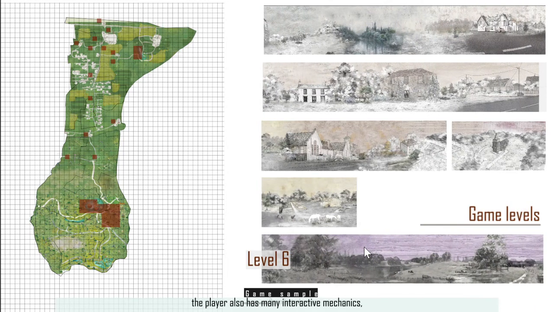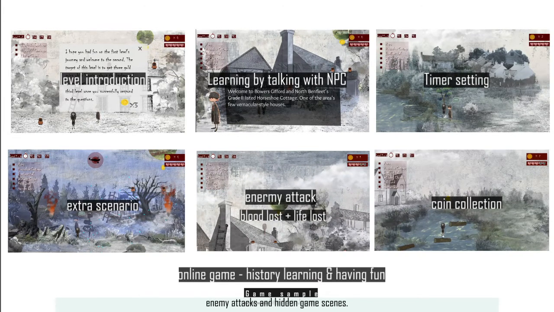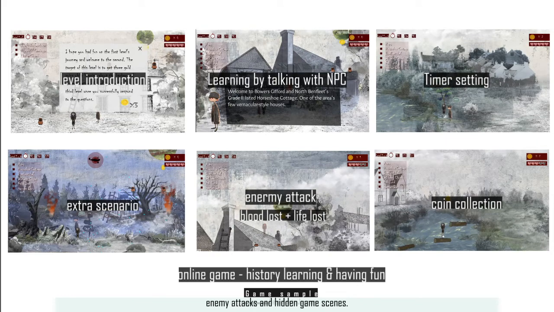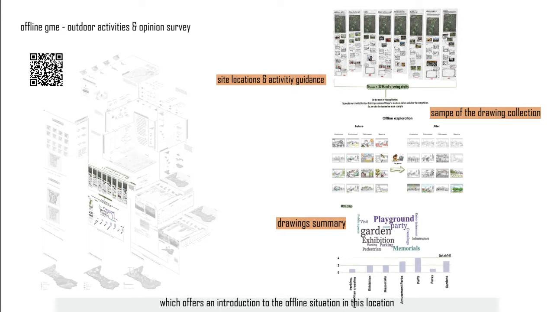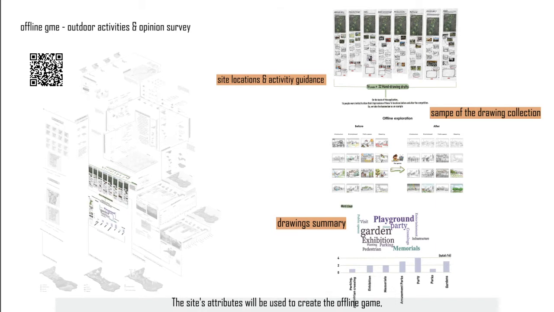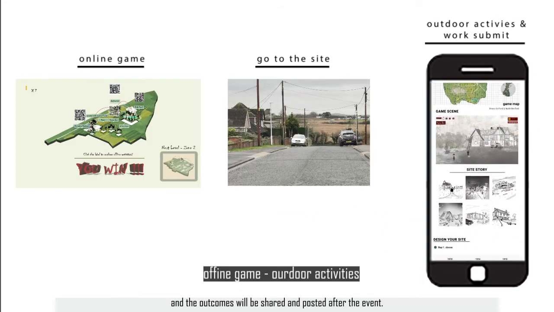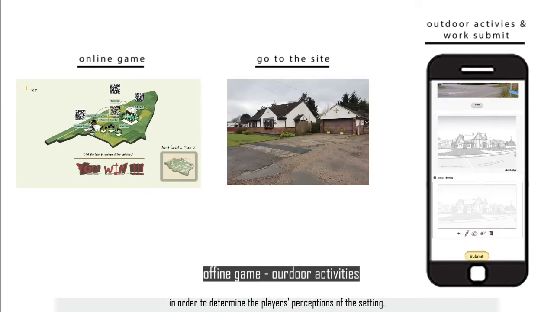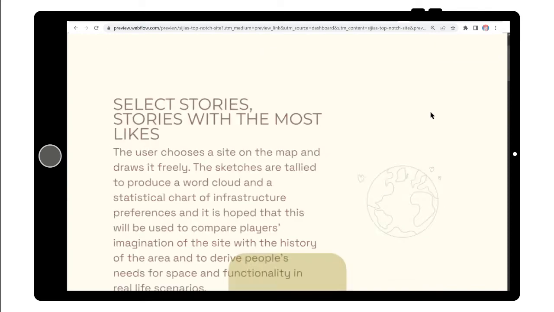In the game, the player also has many interactive mechanics, including communication, enemy attacks, and hidden game scenes. The matching QR code, which offers an introduction to the offline situation in this location and the activities that can be done, will come up when the player completes the online game. The site's attributes will be used to create offline game, and the outcomes will be shared and posted after the event. We analyze the artwork in order to determine the player's perceptions of the sighting.